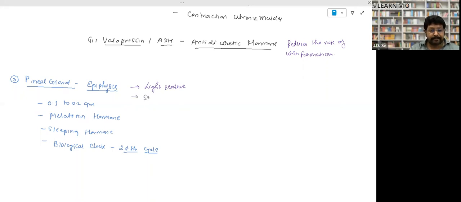It secretes the hormone in the absence of light. As you close the eyes, the light will stop going inside the eyes, then it will secrete melatonin hormone, and when the melatonin secretion starts, you will sleep. Those people who feel more sleepy have hypersecretion of melatonin, and those who sleep less have less secretion of melatonin. Is that clear?